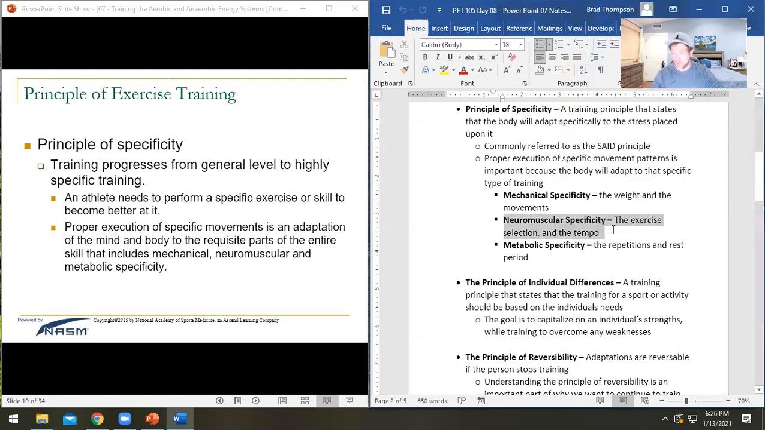Next one we've got is neuromuscular specificity. This is part of, again, the overall SAID principle. This says exercise selection as well, which is a little bit different than just movements. Movements are chest for chest stuff, back for back stuff, legs for leg stuff. Exercise selection is, do I pick the cable machine? Do I pick a calisthenic? Do I pick a barbell? Do I pick a dumbbell? Do I put them on a stability ball? That's answering questions like that.